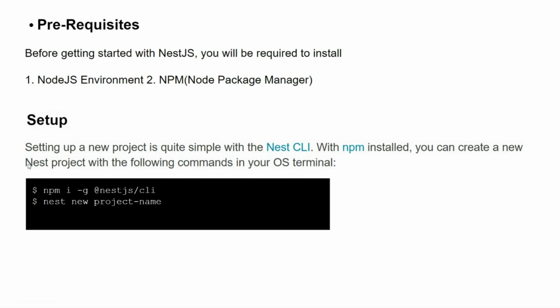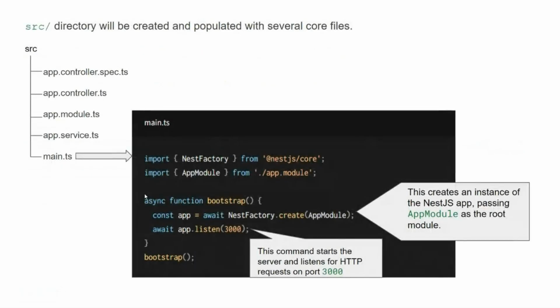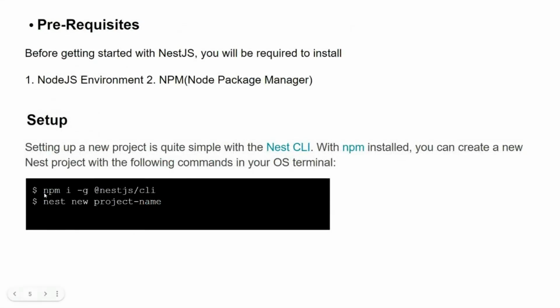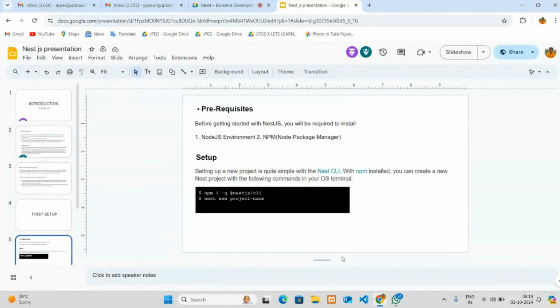We can run this command in our CMD. npm i, where npm is the node package manager, i means install, hyphen g means global, and then nestjs CLI. Basically, first we install the CLI. Then another command is nest new project name. Instead of project name we can use our own project name, for example auth, whatever we want; that is the naming convention. We can run this command in our CMD also.